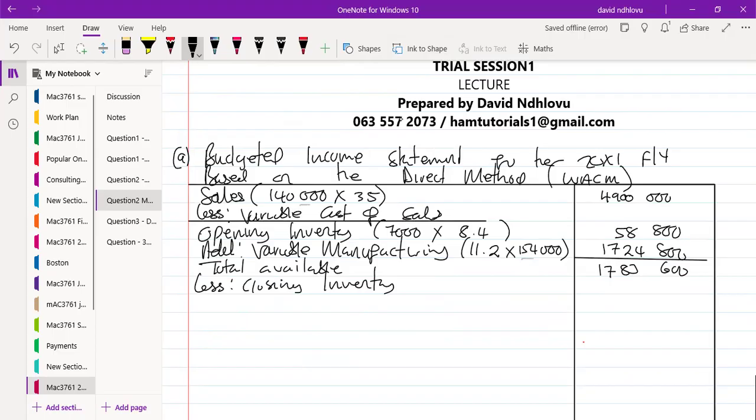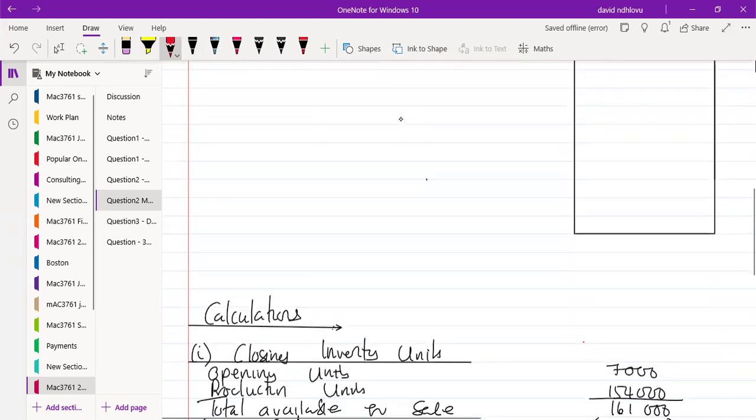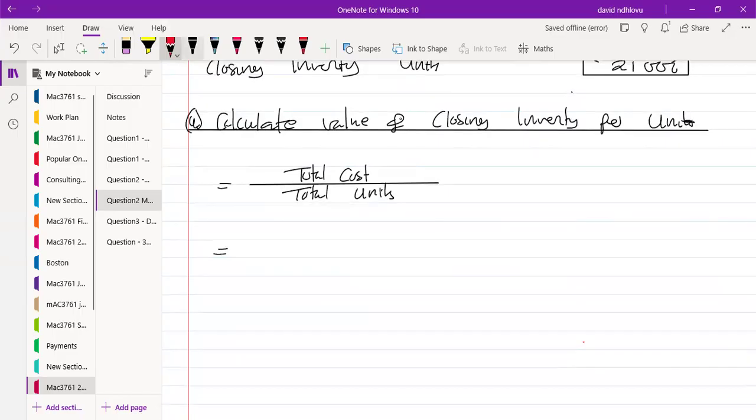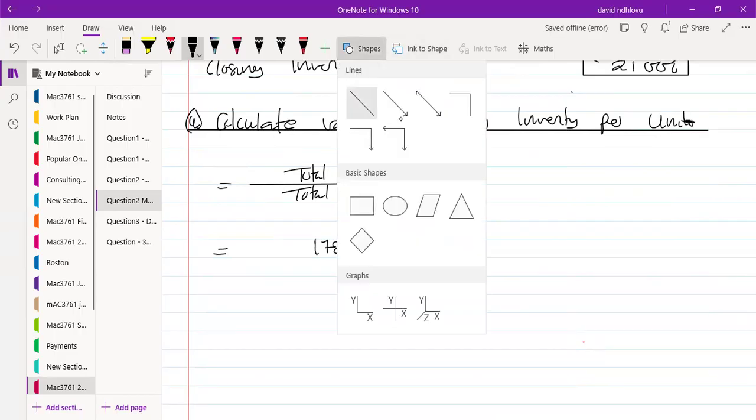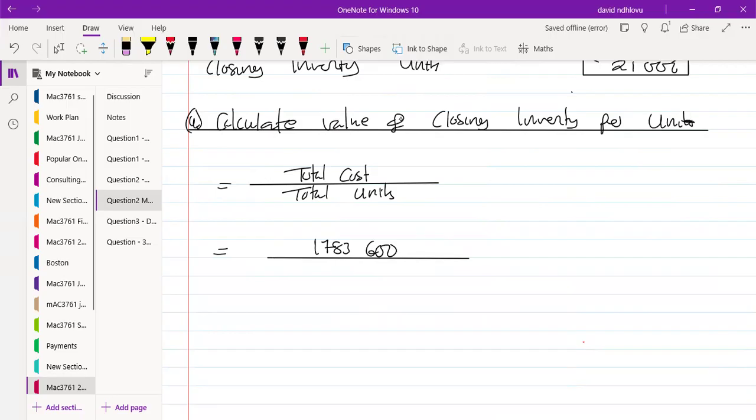Right, when you use the weighted average cost method, you are saying that in your 21,000 closing inventory, some of the units, which is part of this 7,000 that was in opening inventory, may still be there. So now you take the total cost that includes both opening and current production, which means you take the 1,783,600 here. So that's your total cost, including the opening inventory.